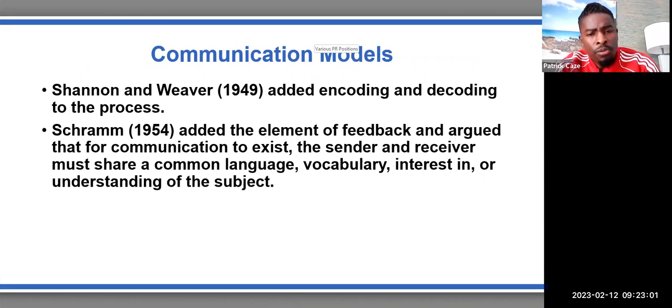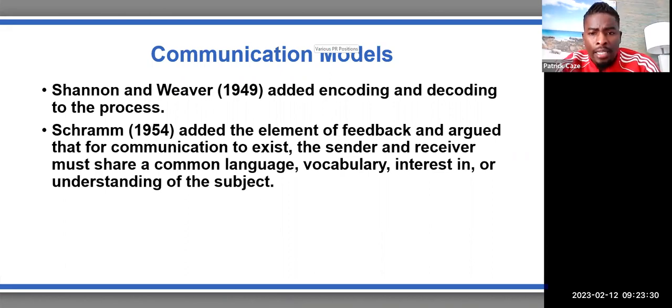Okay. So some communication models. Shannon and Weaver in 1949 added encoding and decoding to the process, right? Of course, we understand encoding is encrypting, giving the communication element of privacy, secrecy, right? And then putting it into a format that you need a key for, right? In order to decode it. Okay.